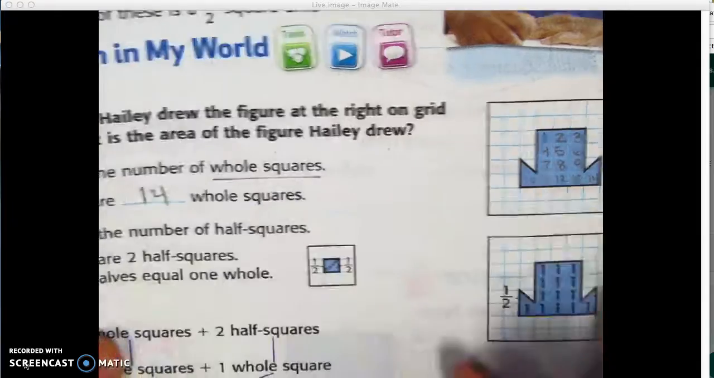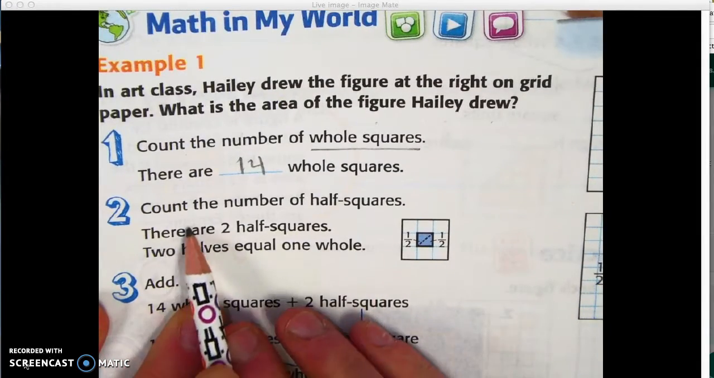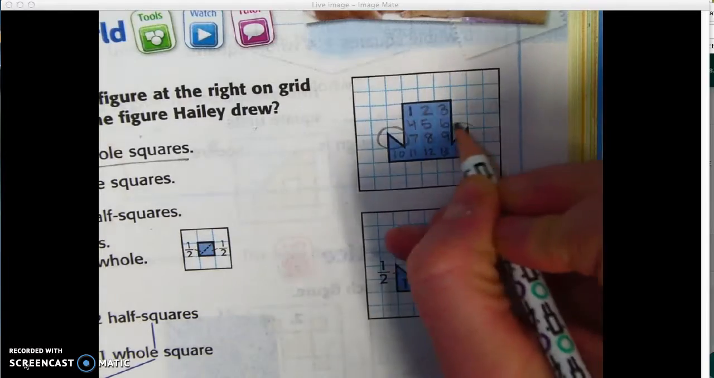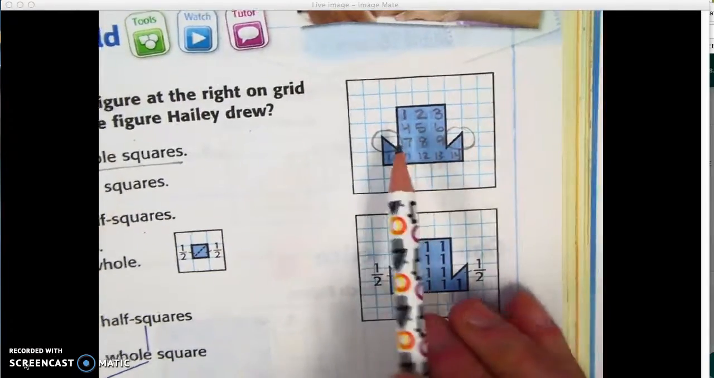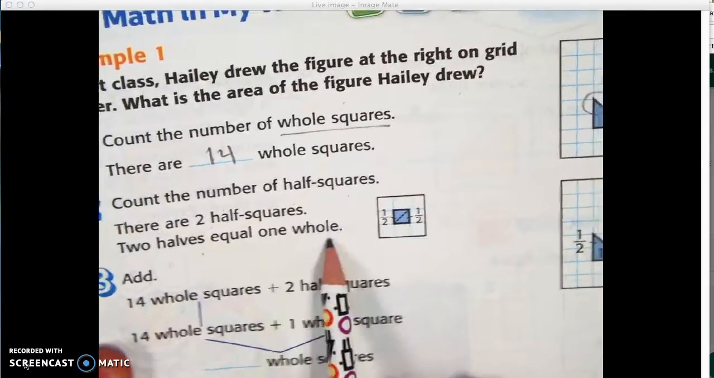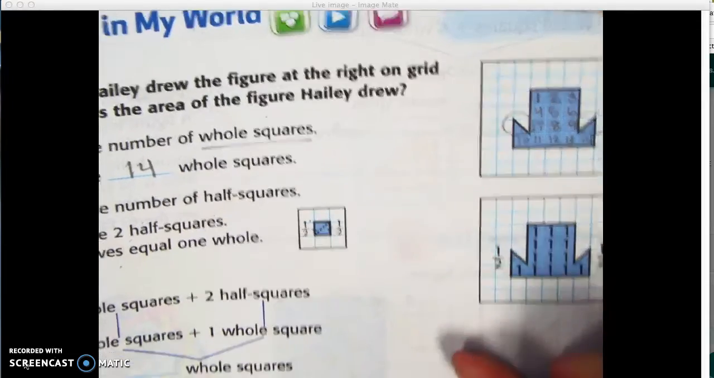So I'm going to write that in over here. There are 14 whole squares. Now it says to count the number of half squares. So looking over here, here is a half square and here is a half square. So there are 2 half squares. 2 halves equal 1 whole. If I put those together, they could make a whole square.